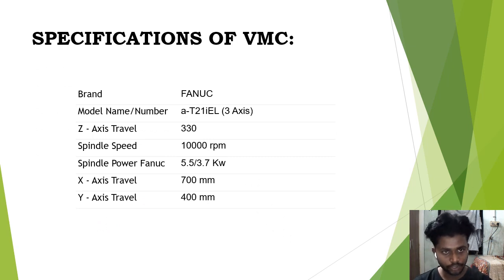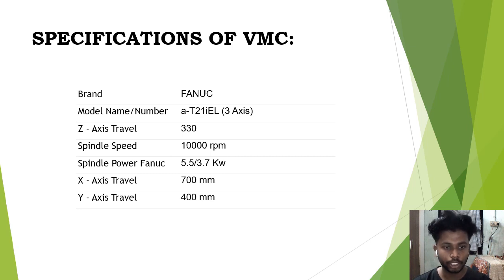Now, these are the specifications of the vertical milling center that I saw in the industry that I went to for the internship. The brand they used is Fanuc. The model number is AT21IEL, which had 3 axes: X, Y, and Z. The Z travel speed is 330. The spindle speed can be up to 10,000 RPM.